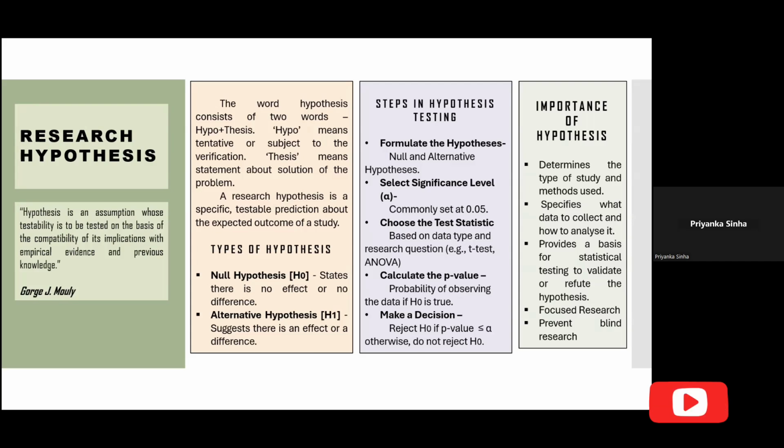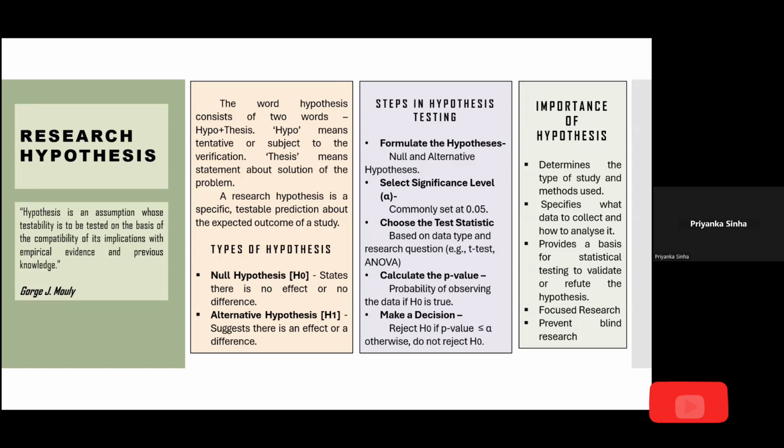Steps in hypothesis testing. The first step is formulation of the hypothesis. This is the null and alternative hypothesis. Second is to select the significance level, commonly set at 0.05, 5%. We can also set a level of 0.01.